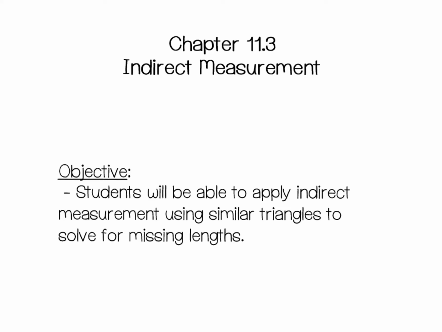For this lesson, we're going to be learning about something called indirect measurement, which you actually did in your first assignment, but really it's using what you know about similar triangles to find a measurement that's missing.